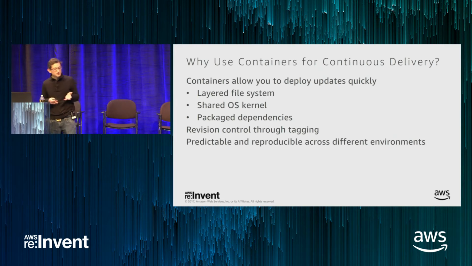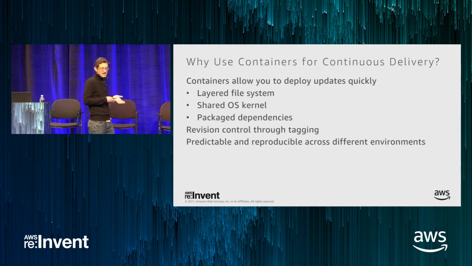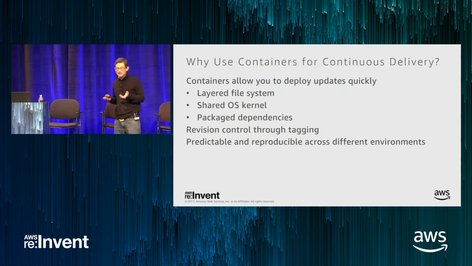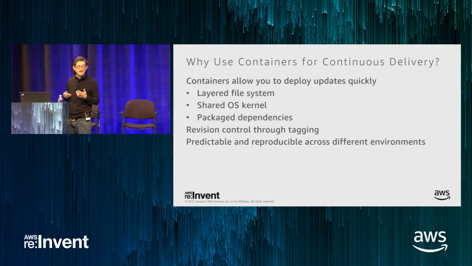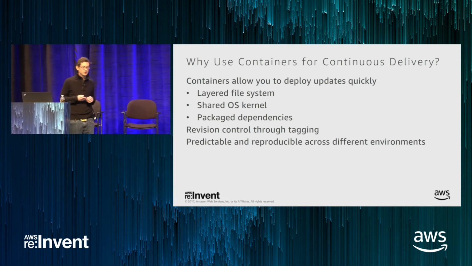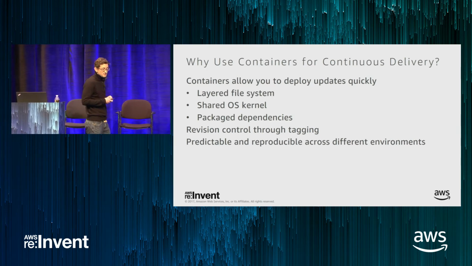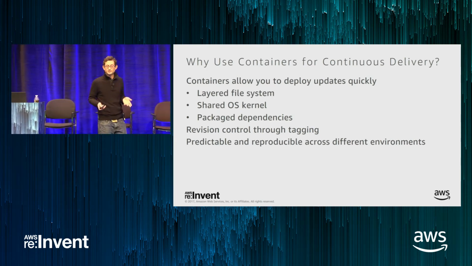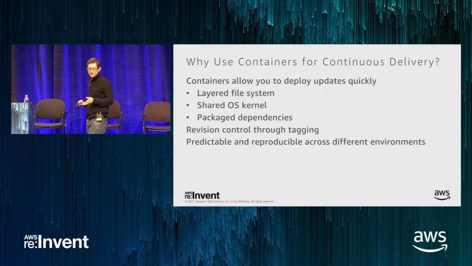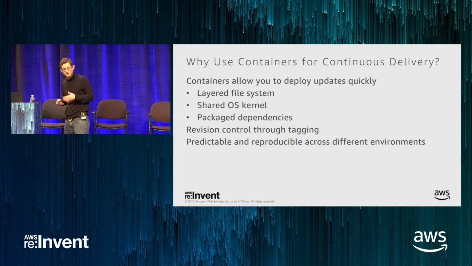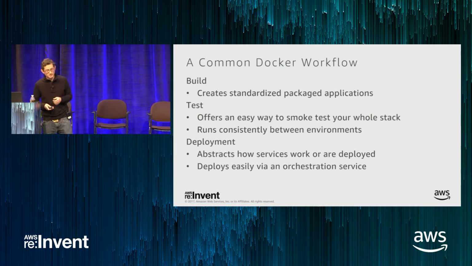This gives you an opportunity to build automation that simply updates an image's tags when the image is ready to be promoted to the next stage in the development cycle. And your pipeline can look at these tags to determine which environment to deploy the container to. And then finally, containers run consistently when they're deployed across different environments, precisely because all of the application dependencies and configuration are packaged along with the container.